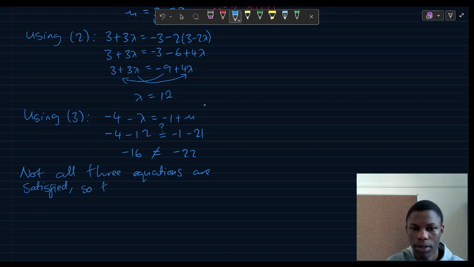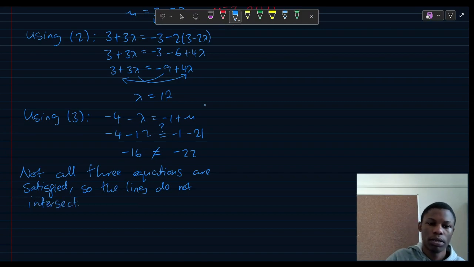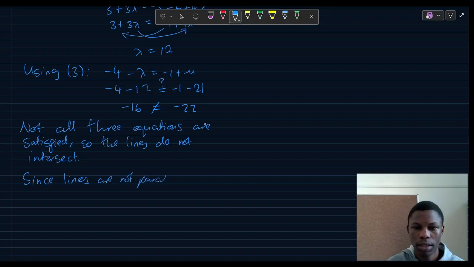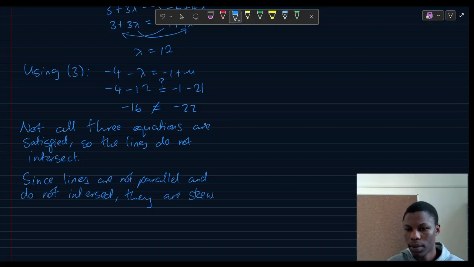So the lines do not intersect. And earlier we proved that the lines are also not parallel. So since the lines are not parallel and do not intersect, they are skew. And that would be our final answer.